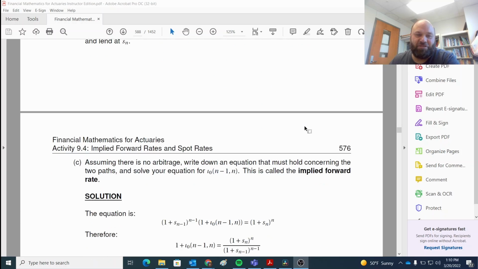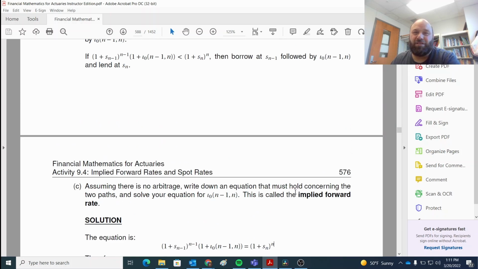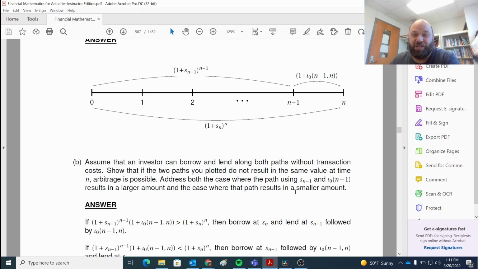And so we have this natural, intuitive equation right here, although you can't read it when I highlight it like that. But we have this natural intuitive equation: (1 + s_{n-1})^(n-1) times (1 + i_0[n-1, n]) is equal to (1 + s_n)^n. That's just equating the different returns along these two pathways. And I think that's really all you've got to know, right? And we can solve that equation for i_0[n-1, n], and then try to memorize those formulas.